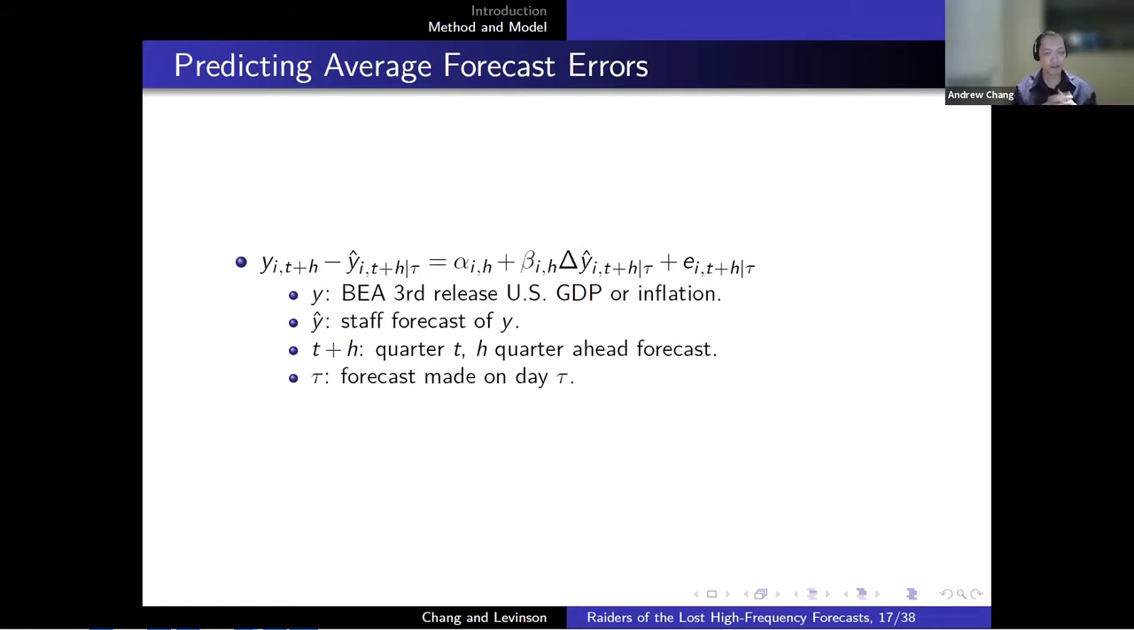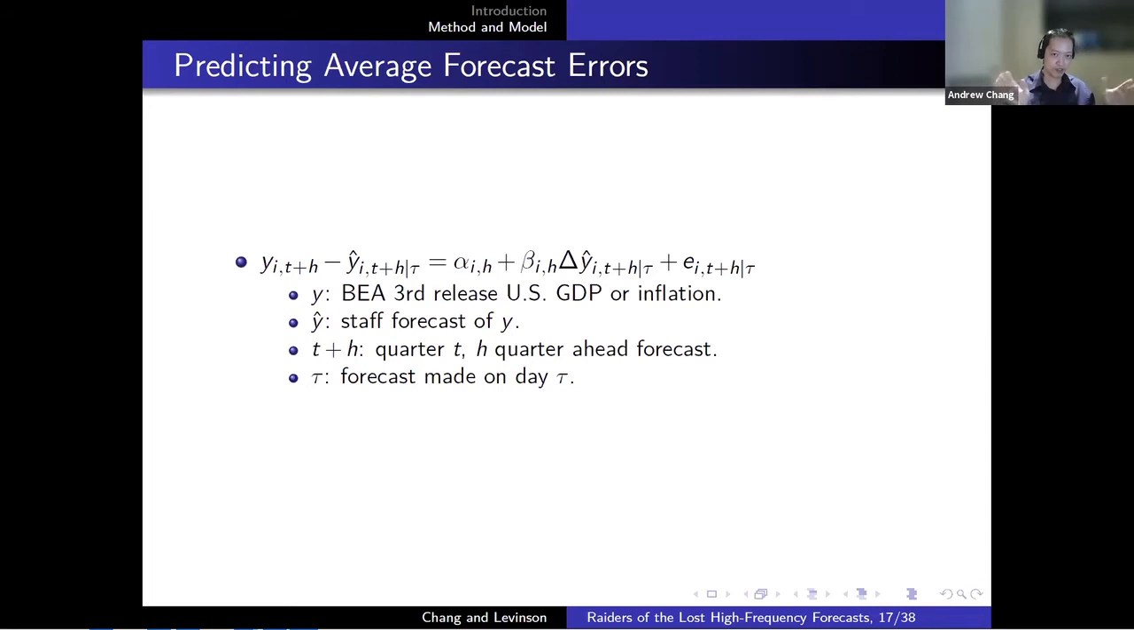Okay. So the first set of results, we're just going to do something really basic. These are Mincer-Zarnowitz regressions or Nordhaus regressions. In this equation, y is the actual value of the macroeconomic variable that we're forecasting. In this case, it's either BEA GDP or core PCE, real GDP growth or core PCE prices. So y is the actual value, which we're taking as the third release estimate, which is typically available approximately three months after the quarter closes. Y hat is the staff forecast of y. T plus H is a forecast of quarter T made H quarters ahead.